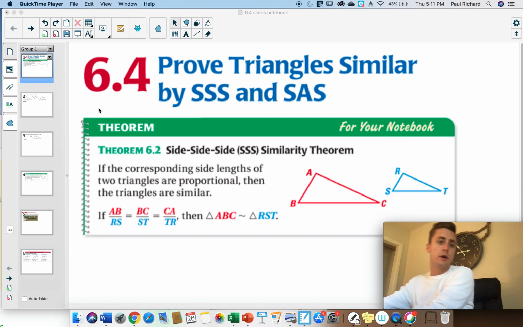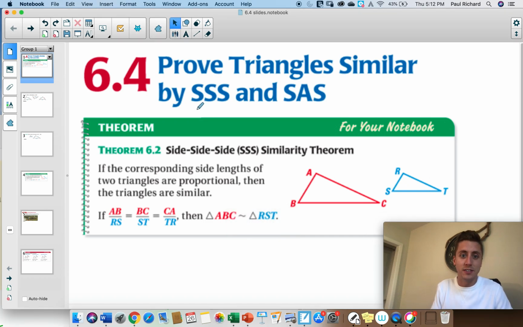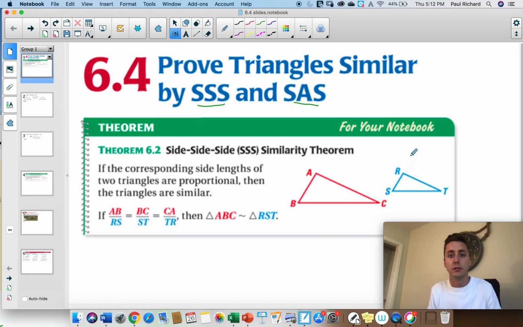Go 6.4 is another set of triangle similarity theorems, and these acronyms here are going to seem very familiar to us because these are the same letter combinations that we've seen in triangle congruence, right? But this time we're not going to be using them to show that triangles are congruent. However, this time we're going to show that triangles are similar. Just like in the previous video, we talked about angle-angle similarity. Here are two additional ways to prove that triangles are similar, which means that their angles are congruent and they are proportionate in terms of their side lengths.